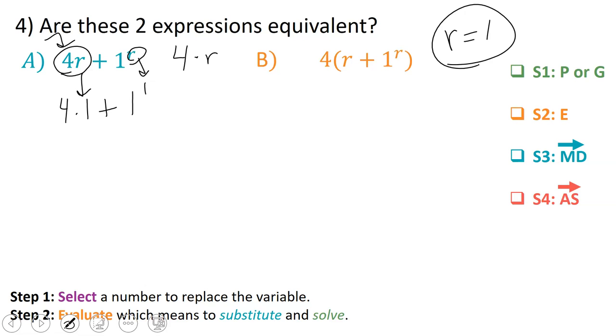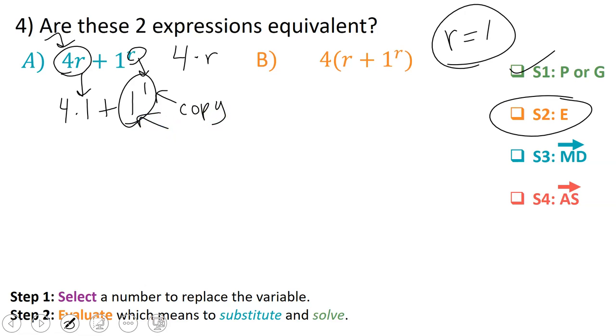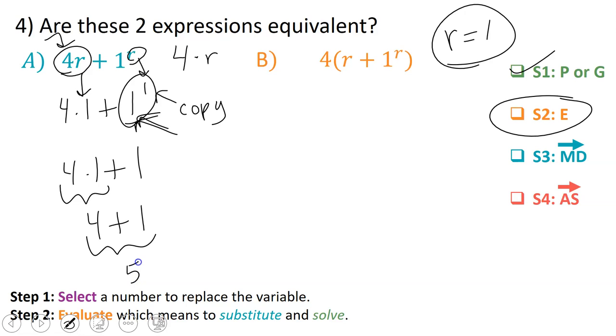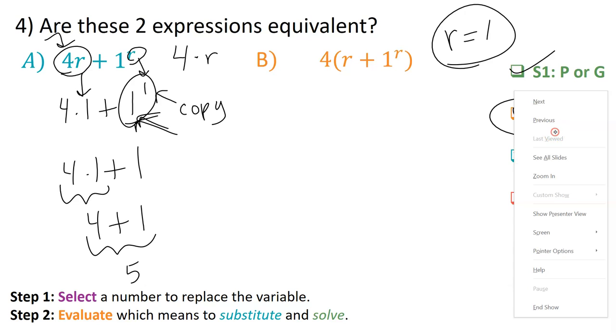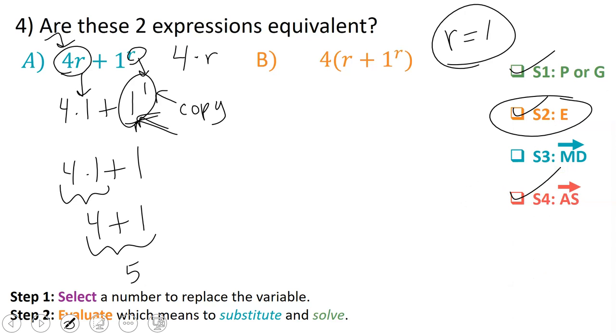Now from here, I don't have any parentheses. I look at exponents, 1 to the power of 1. Well, basically, the exponent of 1 tells you how many copies of the base that I need, and I only need 1 copy of the base. So 1 to the power of 1 is the same as 1. 4 times 1 is equal to 4. And then 4 plus 1 is equal to 5. Sorry, I kind of jumped ahead there. From exponents, I moved to multiplication, and then I moved on to the addition at the end. So I get 5.